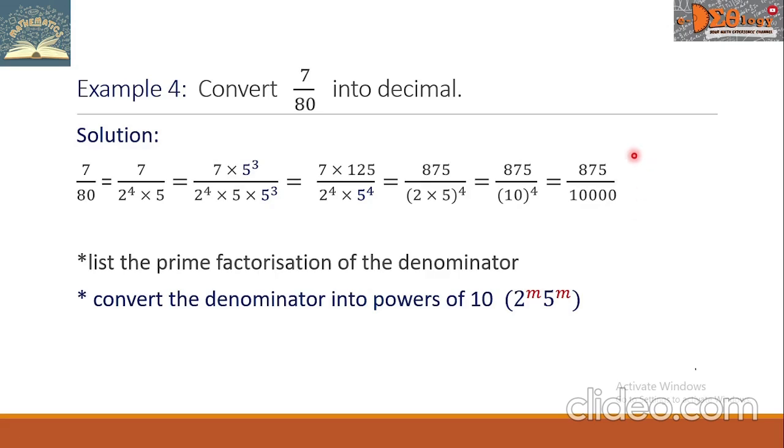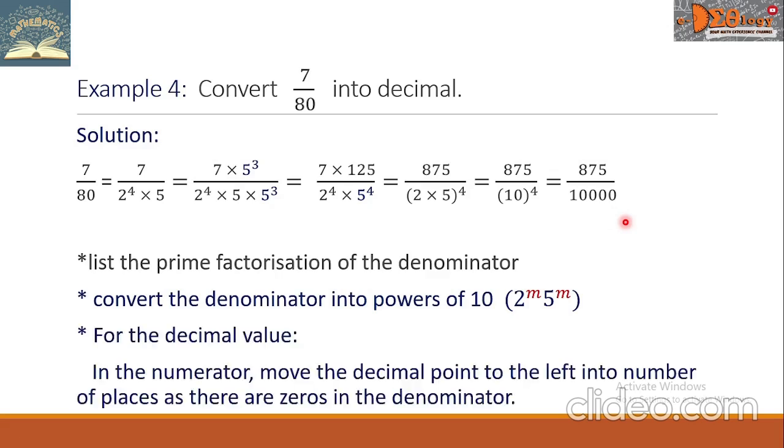We are now ready to write this as decimal. For the decimal value, look at the numerator. We're going to move the decimal point to the left as many places as there are zeros in the denominator. We have 10,000 in the denominator. It means 4 zeros. We're going to move the decimal point of the numerator value 4 places to the left. So the decimal is 0.0875. This is the final answer.